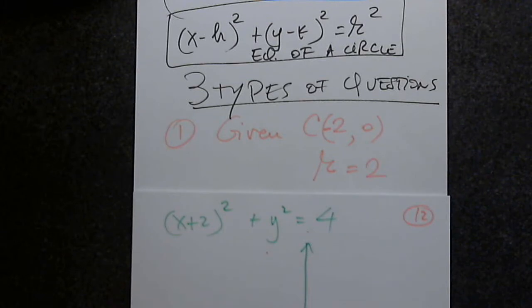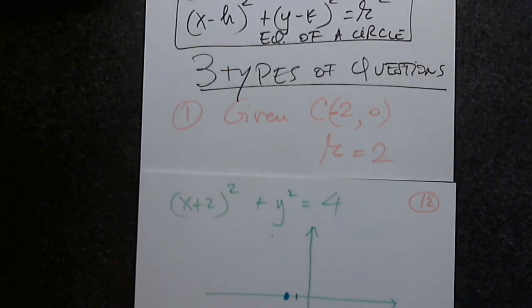So -2, 0, 1, 2, and the radius of 2: 2 units to the east, 2 units to the north, 2 units to the west, and 2 units south. And that's my circle. And this is the graph of the circle that has the center at -2, 0 and has a radius of 2 units. That's type 1.